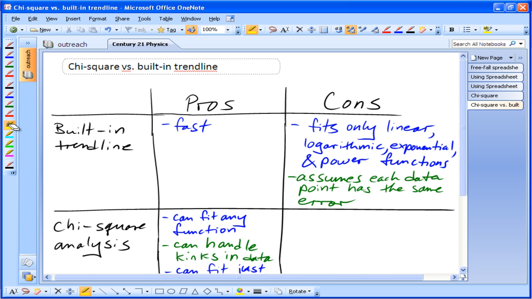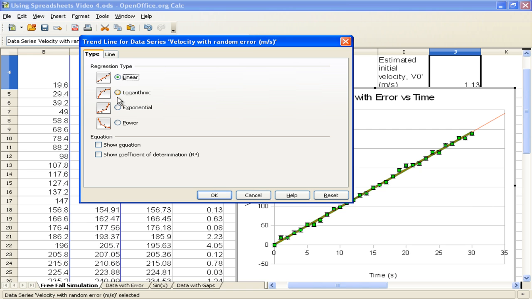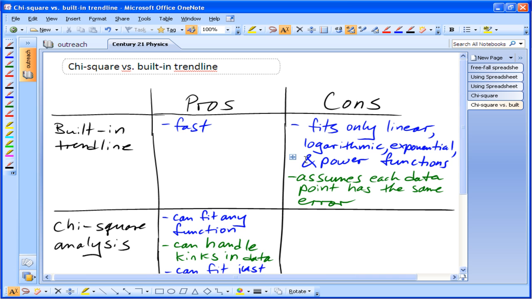One of the pros of the built-in trendline is that it's fast, and some of the cons are that it will fit only linear, logarithmic, exponential, or power functions. As you can see in this menu, only those 4 types of functions appear here. So there's no sine functions and no periodic functions. Chi-square, however, can fit any type of function.